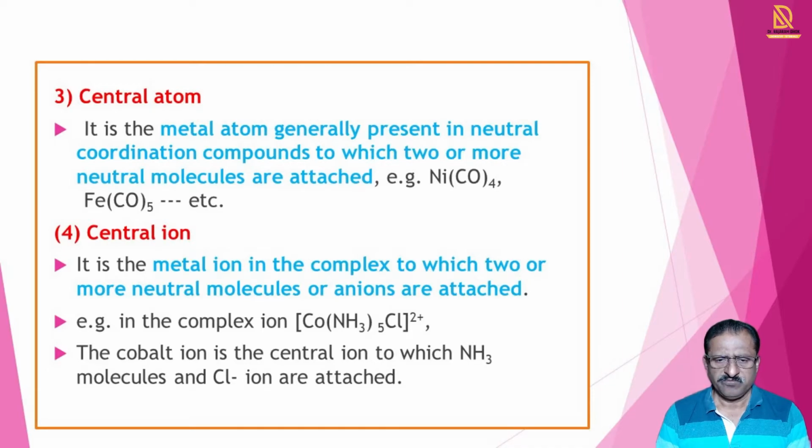When we see the charge on the cobalt, cobalt carries a plus 3 charge. It carries a certain charge, so it is in the ionic state. And so in this example, this metal is called the central ion.